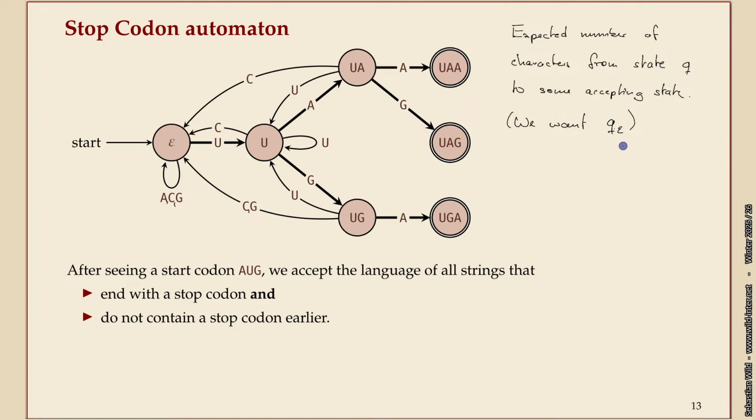Let's call this number t, and then this substring x. That's the expected number of characters from the state where we have this label x to some accepting state. I'm just going to be a bit sloppy with the notation, but I could have listed all these three. So we'll need the automaton to keep things in mind.